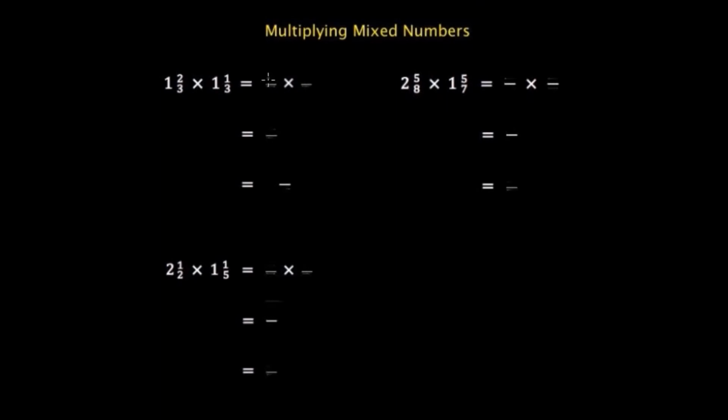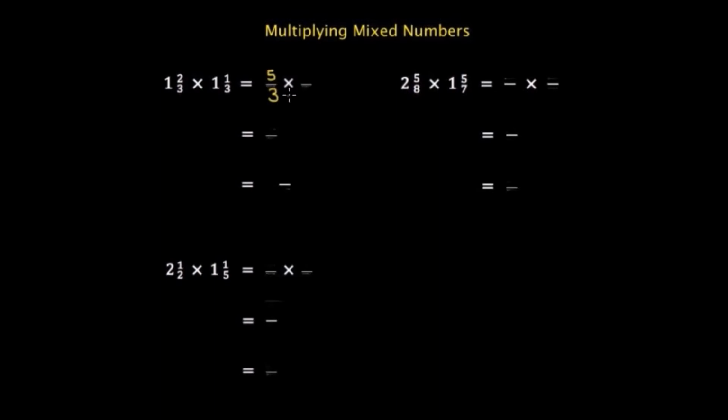For 1 2/3, to get the top number we say the 1, the whole number, times the bottom number, which is 3. The whole number times the bottom number of its fraction is 3. Add the top number of the fraction, which is 2. 3 plus 2 is 5, so 1 2/3 is 5 over 3.